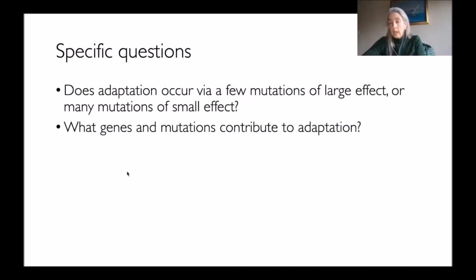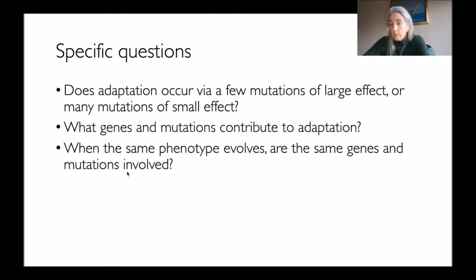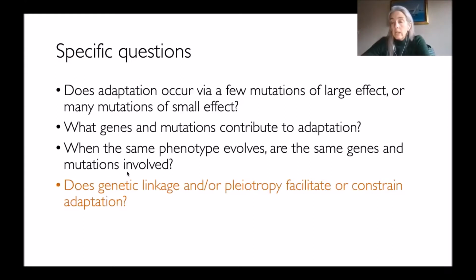What are the actual genes and mutations that contribute to adaptation? If the same phenotype evolves, is it because it's due to changes in the same genes and even the same mutations, or completely different sets of genes involved? And the question that I'll really focus on today is, does co-inheritance mediated by genetic linkage and/or pleiotropy facilitate adaptation or actually act as a constraint on adaptation? And like I said, this is the focus of my talk today, but I will touch on some of these other issues as well throughout the talk.